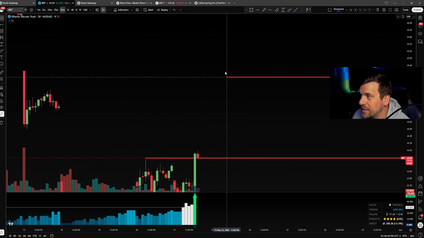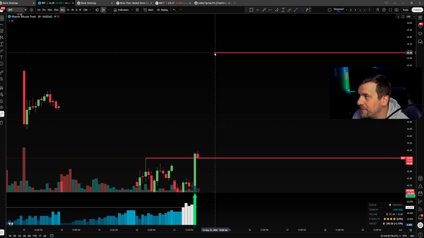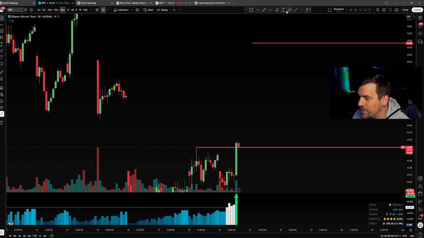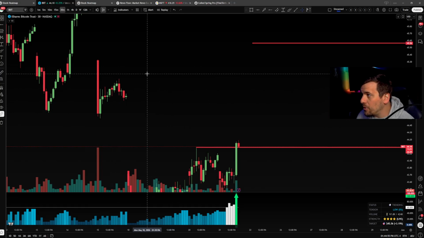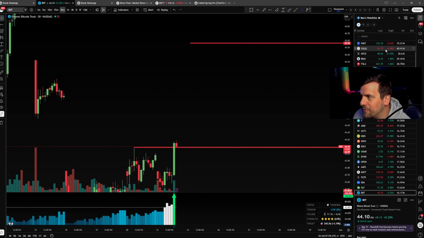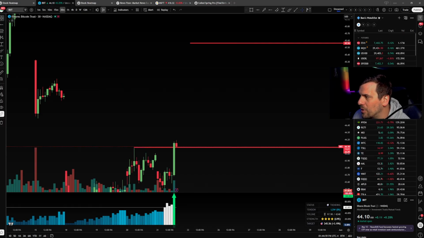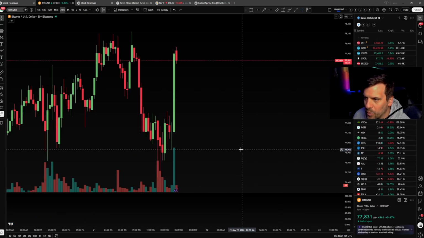Let me draw that up here. So 45.56. We're targeting about a 3.19% move on this. There's a big gap right here as well. And like I said, this thing follows Bitcoin. So if you're trading something like IBIT, you can always look over at Bitcoin as well.